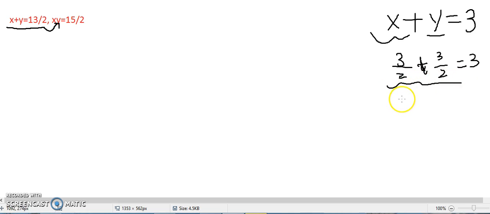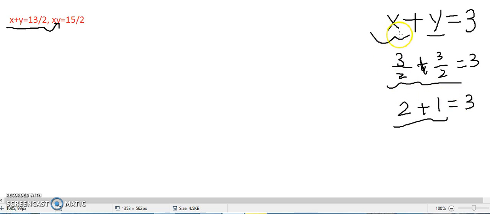But it could be a number, say 2, bigger than 3 halves, and then the other, y, has to be smaller, because if both of them are bigger than half of 3, when you add them, they're definitely going to get a number bigger than 3. You're not going to get 3. So this is what they used.